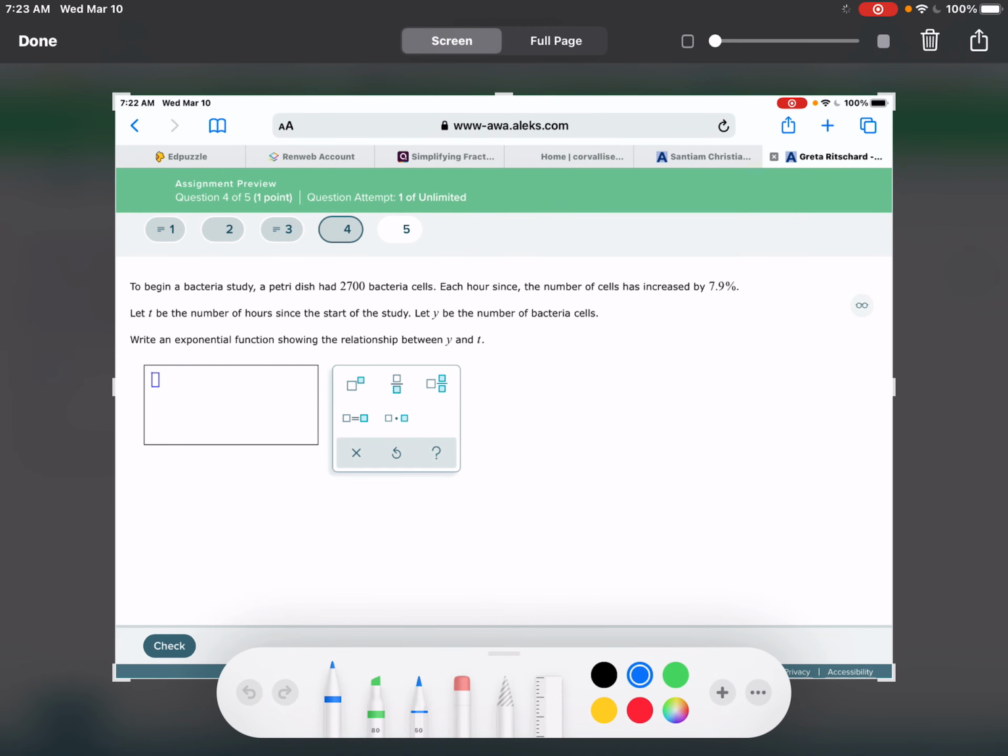We know that we're going to have an initial amount. A is our final amount. We're going to call that y because they're asking us to call it y. We're going to have P, a starting amount. We're going to have a growth factor of 7.9%, so that's 1 plus 0.079. And then we're going to have an exponent here to the t. Our initial amount was 2,700. I could have written that in the first time around.